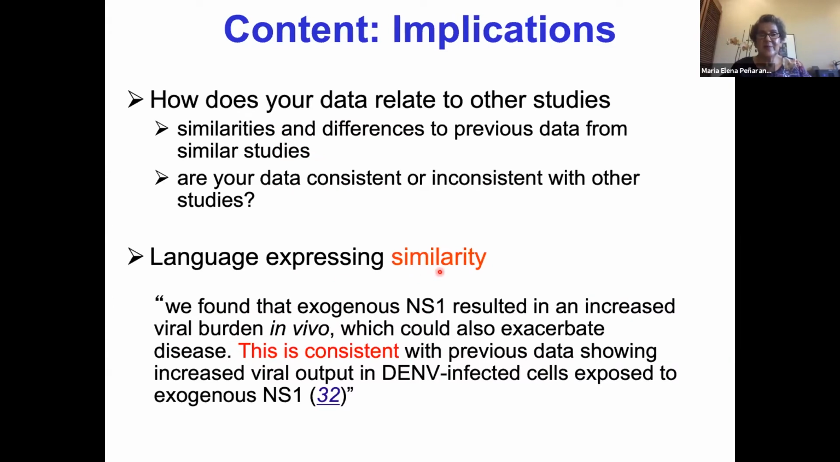This is an example of a word you could use. When they are very similar, you say this is consistent with previous data shown. So that makes your discussion very strong. You're not just discussing your findings in a random way. You're discussing these findings which are consistent with others or contrast with other findings.